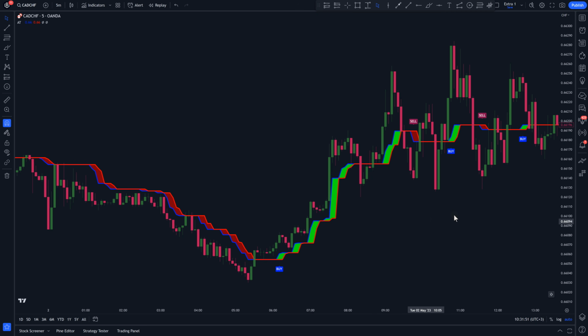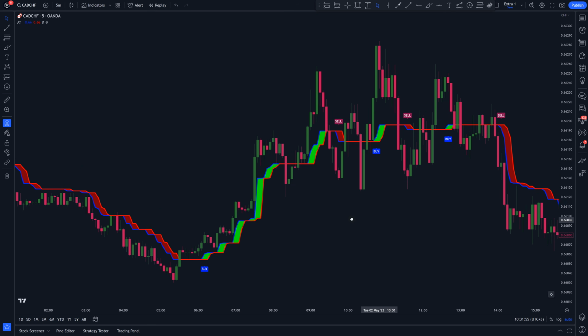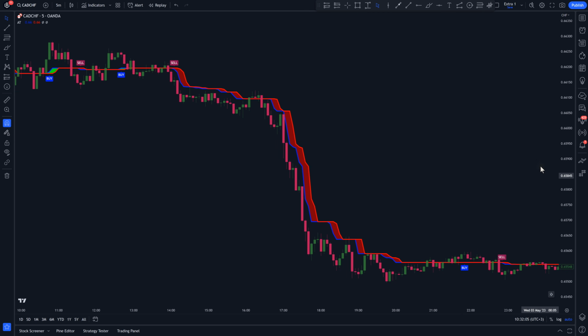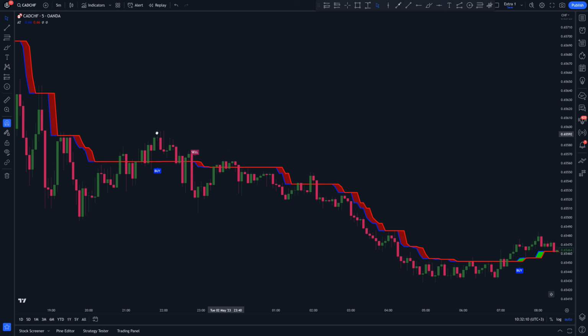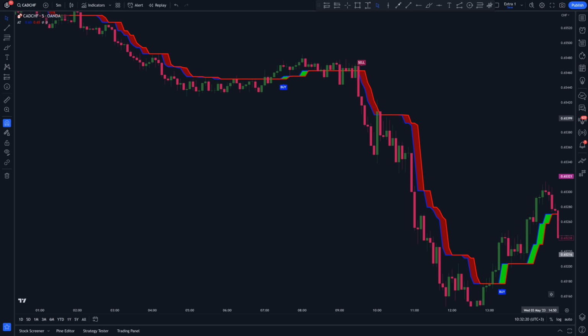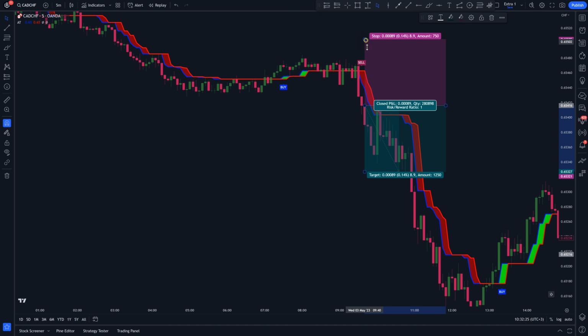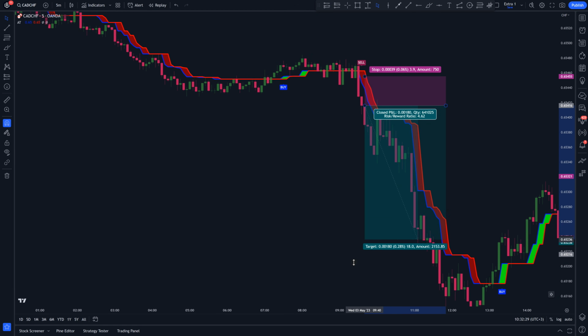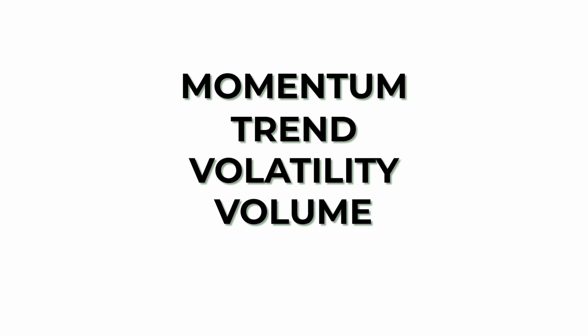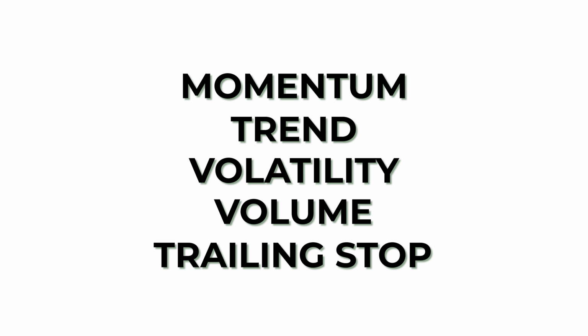The Alpha Trend indicator is a trading tool derived from another indicator called Trend Magic. However, this indicator is far better than Trend Magic because it has additional features and modifications aimed at addressing some of the limitations of Trend Magic. The Alpha Trend indicator is super effective because it combines momentum, trend, volatility, volume, and trailing stop indicators to offer a robust all-in-one trading tool.